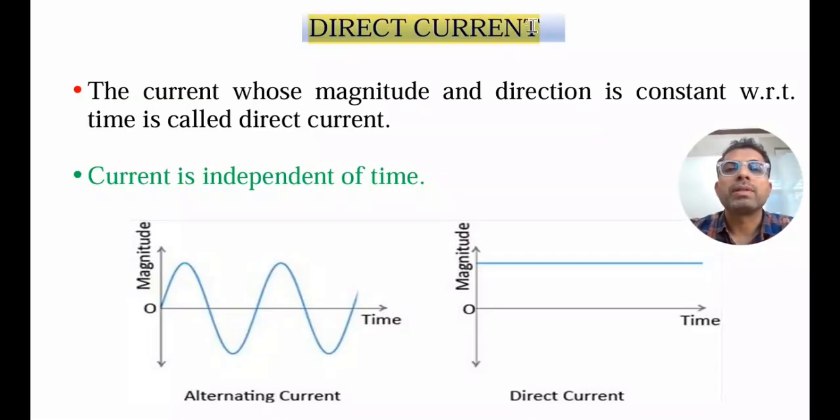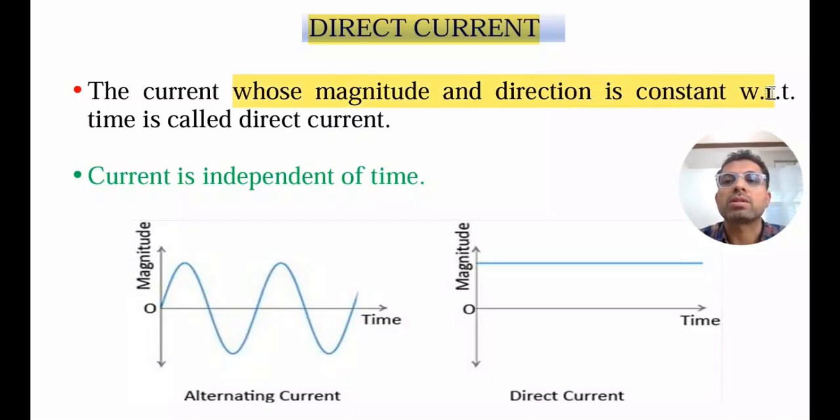First of all, we will see what is the meaning of direct current. That is DC current. The current whose magnitude and direction is constant with respect to time is called a direct current. You can see the diagram here on the right-hand side. The magnitude is constant throughout the time, and it is called a direct current.